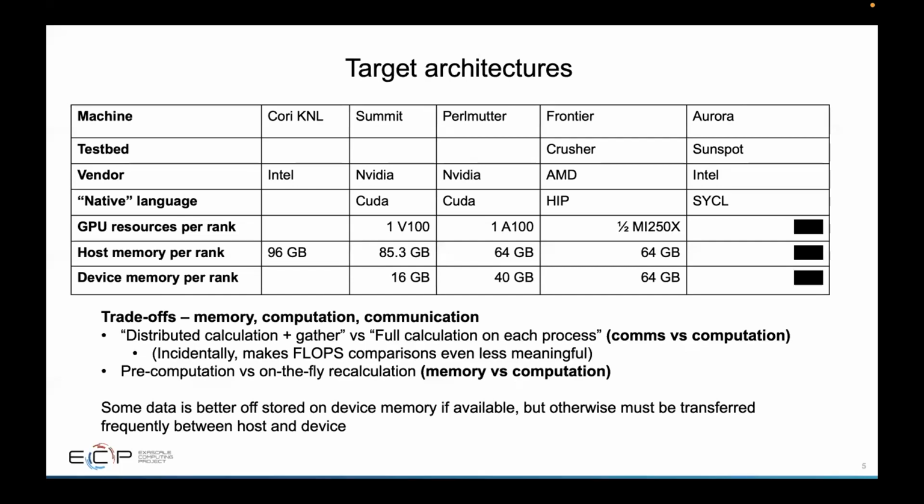And that's another reason why just flop comparisons become much less meaningful, because you can say you're doing a lot of flops, but you're also just repeating the same calculation over and over again on different processes. Another trade-off would be pre-computation versus on-the-fly recalculation. And yeah, these are going to be different for the different architectures. Some data also is better off stored on device memory if available, because that's where you're doing the computation. But in some cases, there might not be enough device memory, and so you need to be able to transfer back and forth between host and device.